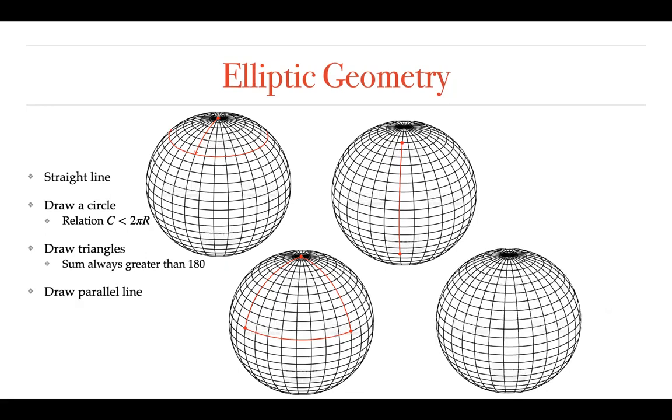And now, how about drawing a parallel line? So let's say this is the line that runs from North Pole to South Pole, and this is the point through which we want to draw a parallel line. But is any parallel line possible? Can anyone say the answer to me? No, I don't think so. Because it will always intersect at North Pole and South Pole.